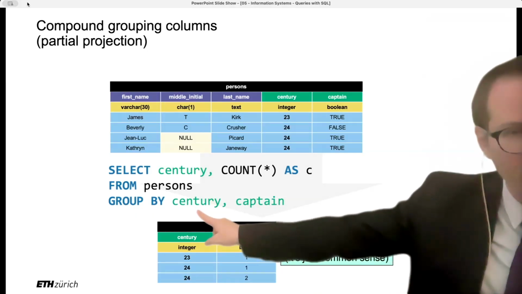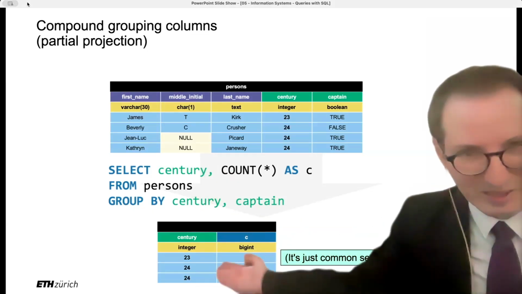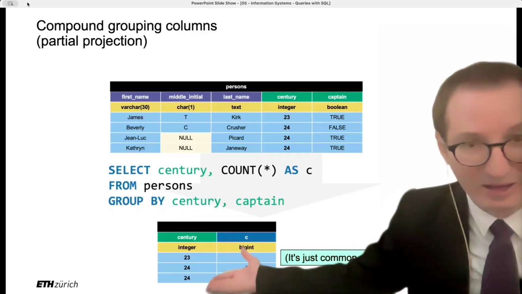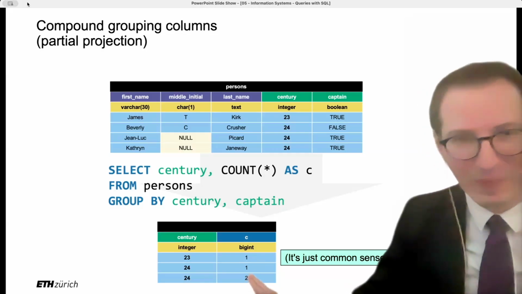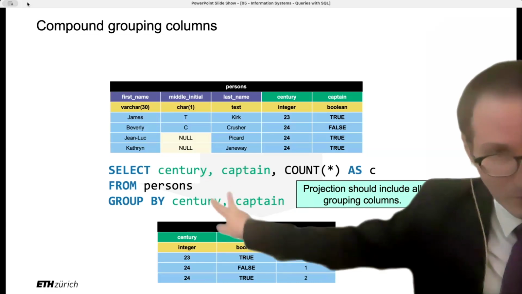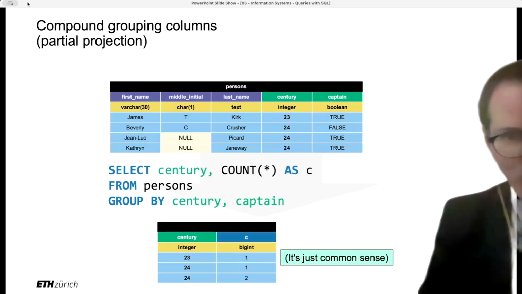If you say, I'm grouping by century and captain, but I only put century here, that doesn't make any sense, right? I basically have the century 23, then 24 and 24, but I don't know which captain, and I have 2 values, but I don't know what they correspond to. So this is why you should always have both of them. All of the grouping keys should also be in the projection. For whom does that make sense? Okay, everybody's following.